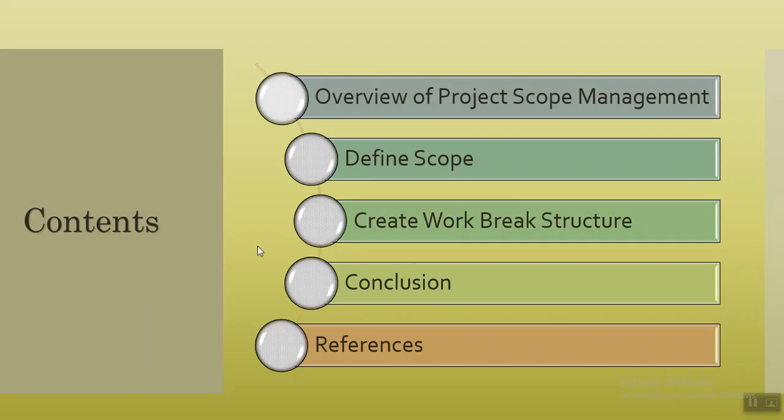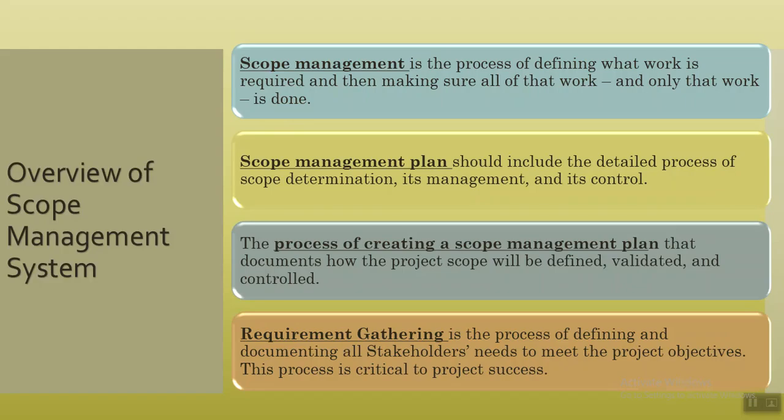The major key elements we will look into are overview of the project scope management, define scope, create work breakdown structure, conclusion and references. So, scope management is the process of defining what work is required and then making sure all of that work and only that work is done. We need to know what requirements are being specified and accordingly we plan our work.